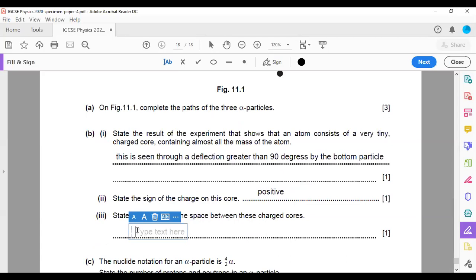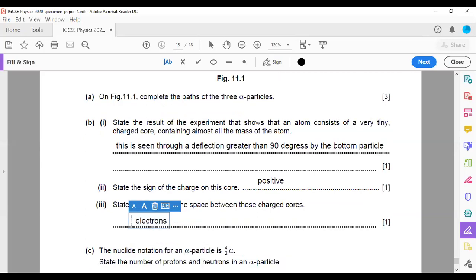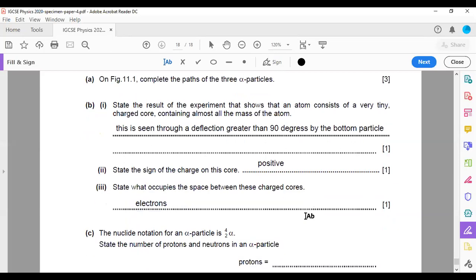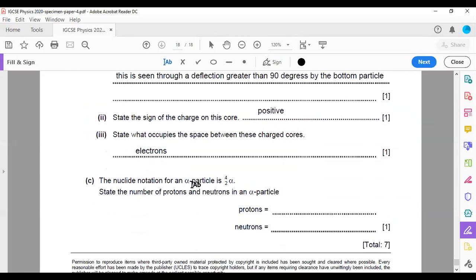Alpha is positive. So state what is between these charged cores. Most of the time it would be electrons or a vacuum of space, right? So we can say electrons, right? The nuclide notation of an alpha particle is 4,2, which means that it's positive 2, as was explained.